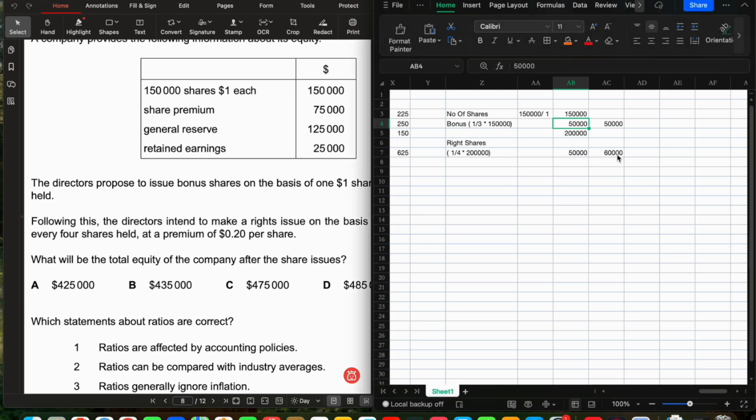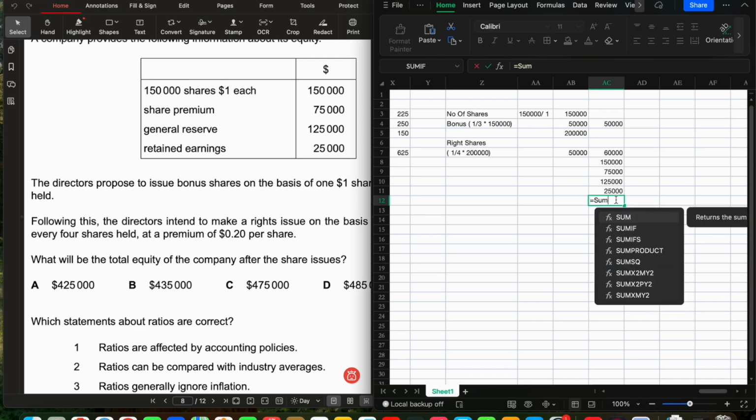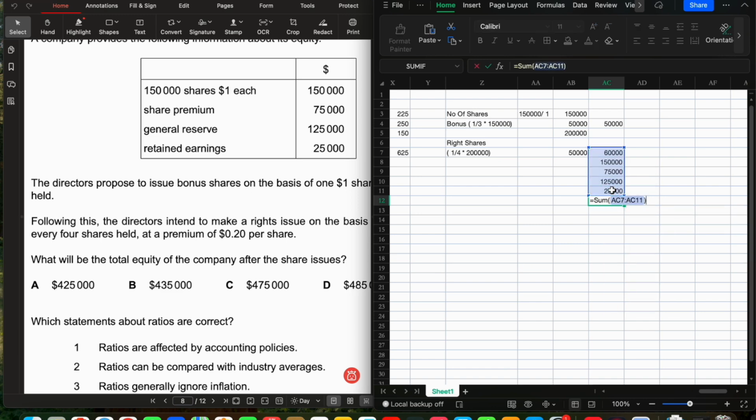So here overall capital is increasing, or equity is increasing by only 60,000. So if we add all of this, 150,000 plus 75,000 plus 125,000 and 25,000, and add this new inflow of 60,000, this would be your new capital amount. Okay, 435,000.